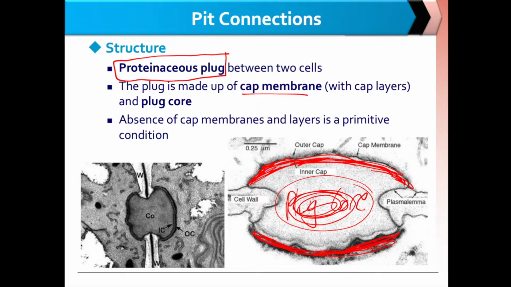Now, in some cases, in some rhodophyte representatives, the cap membrane is entirely lost. Or not lost, but it is missing. And usually, when that cap membrane is missing, that would equate to the organism being more primitive. So again, kapag may cap, advanced. Pag walang cap membrane, primitive.